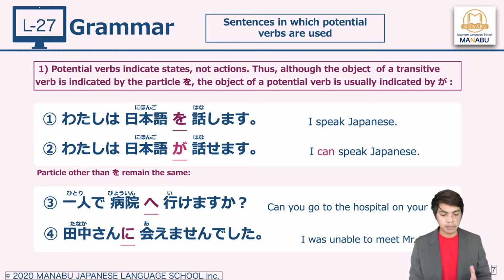So for example, number 3, Hitori de byoin e ikemasu ka? Hitori de byoin e ikemasu ka? So from the verb ikimasu, to go.